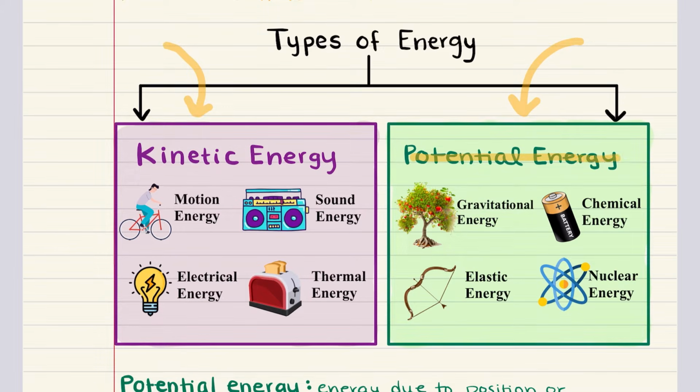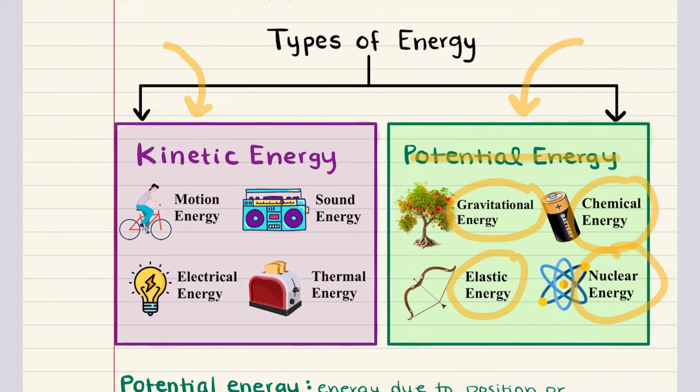Potential energy is energy due to position, and there are various types of potential energy, and they include gravitational potential energy. This is energy stored by objects due to their position above Earth's surface. Then there's elastic potential energy. This is energy stored when objects are stretched or compressed. Nuclear potential energy, this is energy contained within the nucleus. And then chemical potential energy is energy stored in chemical bonds between atoms and molecules.